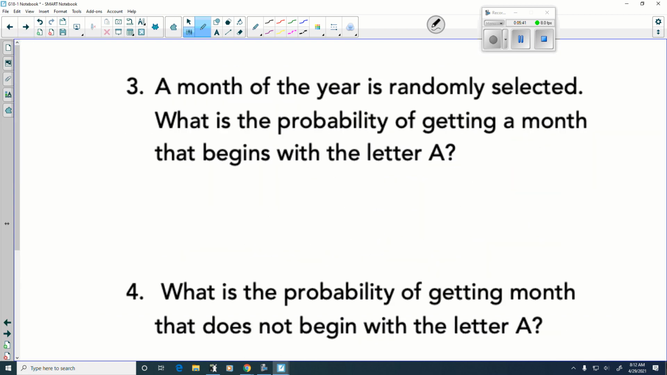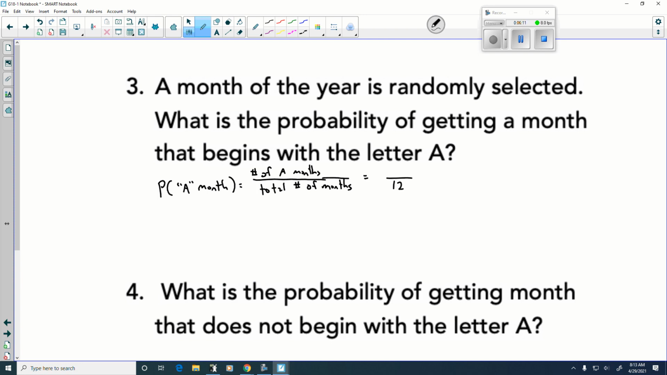So let's look at number 3. A month of the year is randomly selected. What's the probability of getting a month that begins with the letter A? So the probability of an A month is going to be the number of A months over the total number of months. Okay, well, of course, there's 12 months in a year. How many of them begin with the letter A?